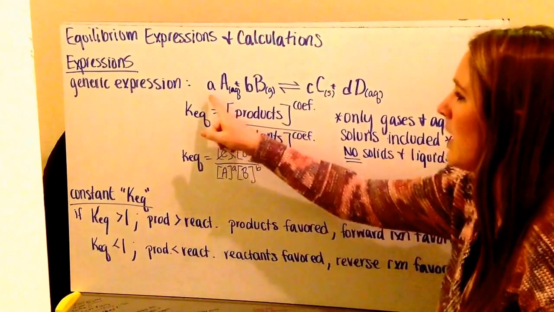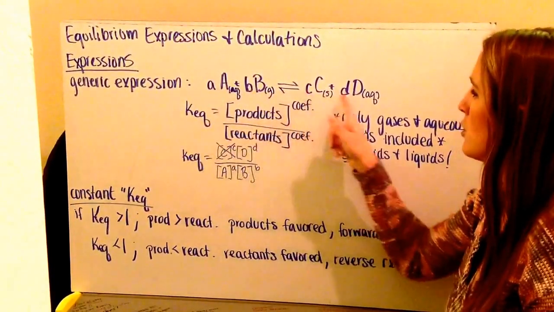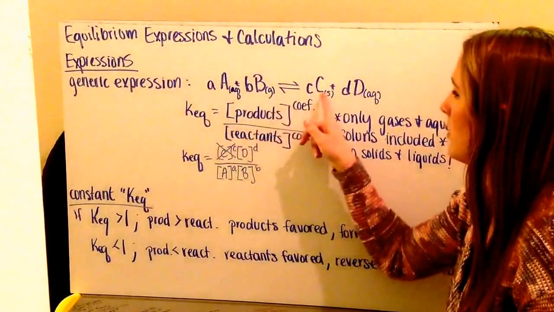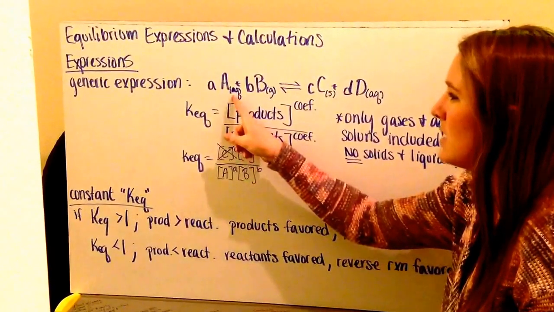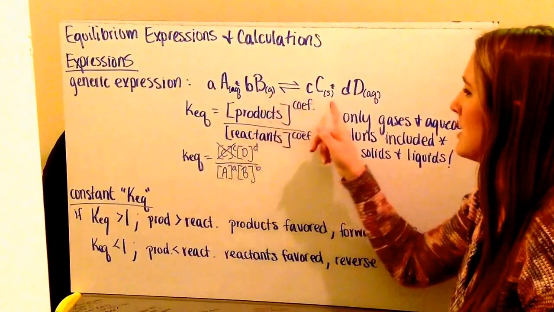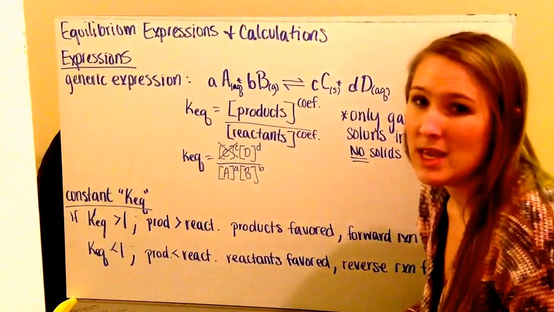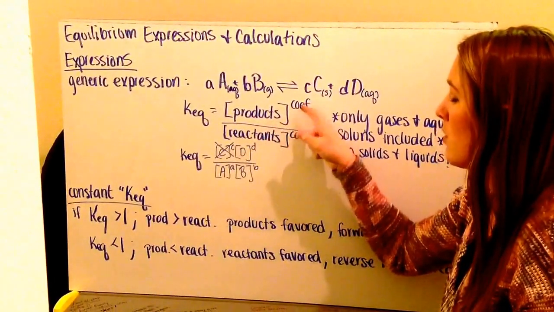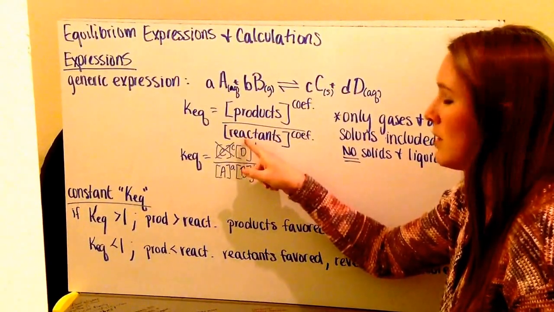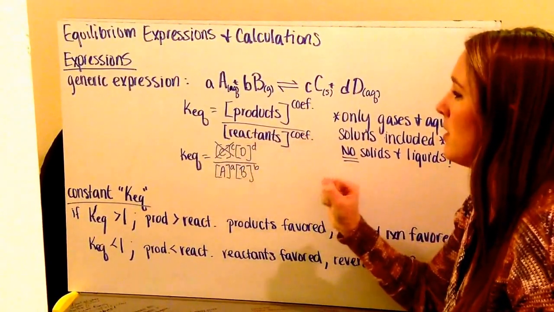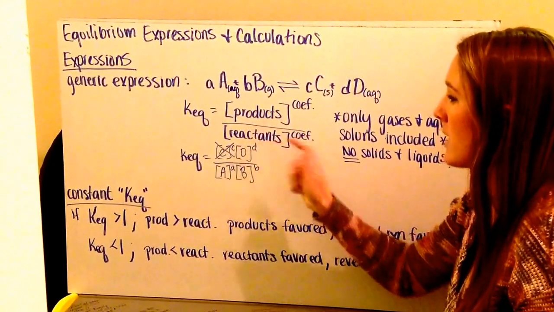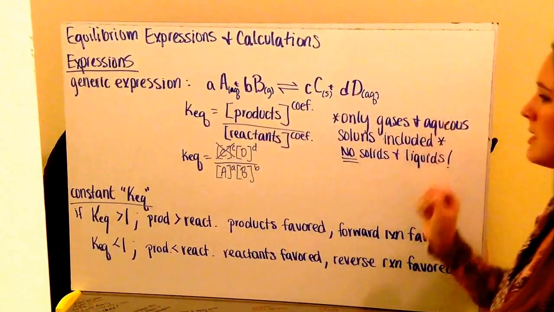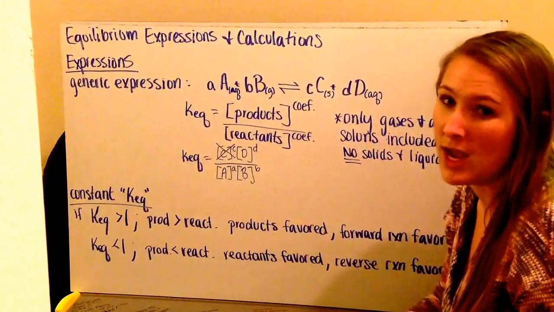As I do this, I notice that I have coefficients in the front, shown by a lowercase letter, and my actual element or compound shown as my capital letter. I notice that I have multiple states: aqueous solutions, gases, and solids. To write my equilibrium expression, I write my concentration of the products raised to their coefficient divided by the concentration of my reactants raised to their coefficient. For multiple products and multiple reactants, I simply multiply them together, and same for my reactants.